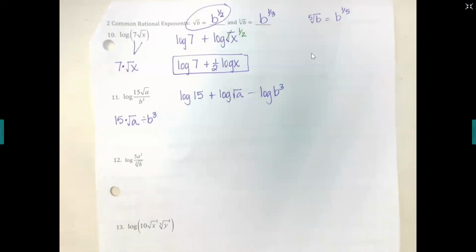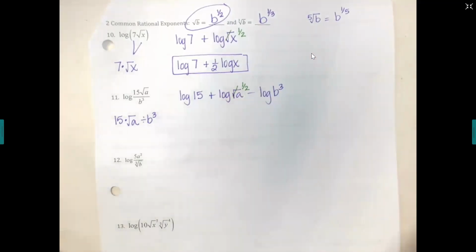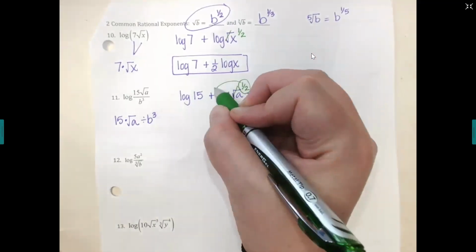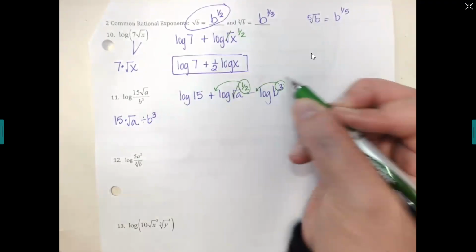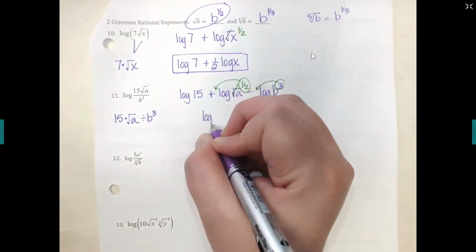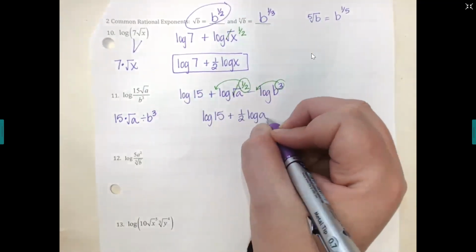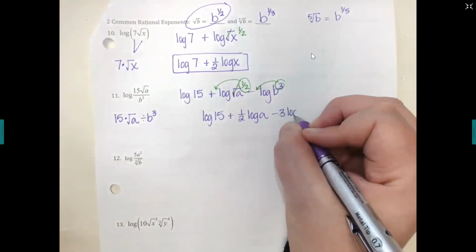Okay, and then when I'm moving my exponents down, I just want to be aware that a square root is really what power? A 1/2. So I'm going to cross out my root, change it to a 1/2, and then I'll drop it down to the front just like I would with my 3. So your final answer on that one would be log 15 plus 1/2 log A minus 3 log B.